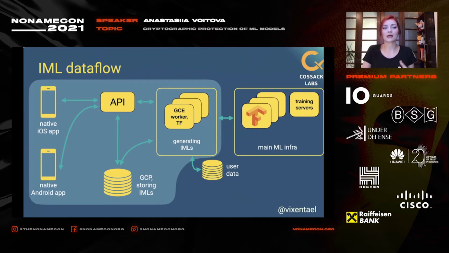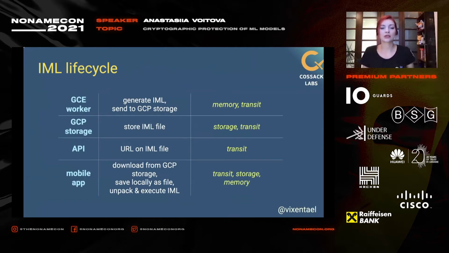The places where the IML is. To put it in a nice table view, the IML is generated on the cloud side, and it is in the memory of this worker, right? Then it gets transited to the storage and it is stored, like data at rest, on the cloud side. Then it is transited via API to the mobile side, and on the mobile side it is stored somewhere in the mobile application, in some file system or cache. And then of course, on the mobile side, it gets executed, so this model appears in memory. So basically we have this machine learning model everywhere: in memory, in transit, in storage. Sounds like a cryptographic task.